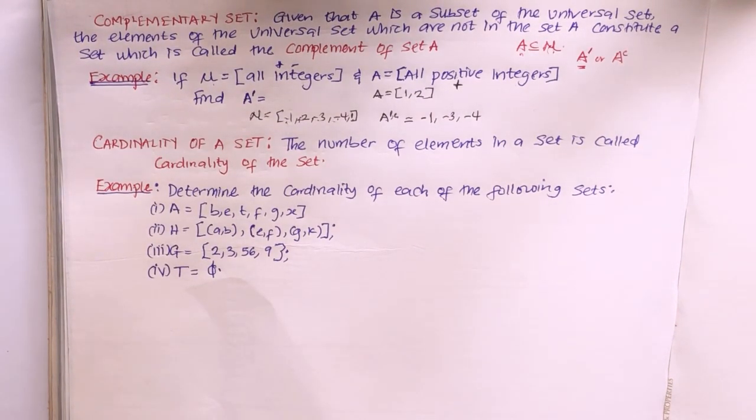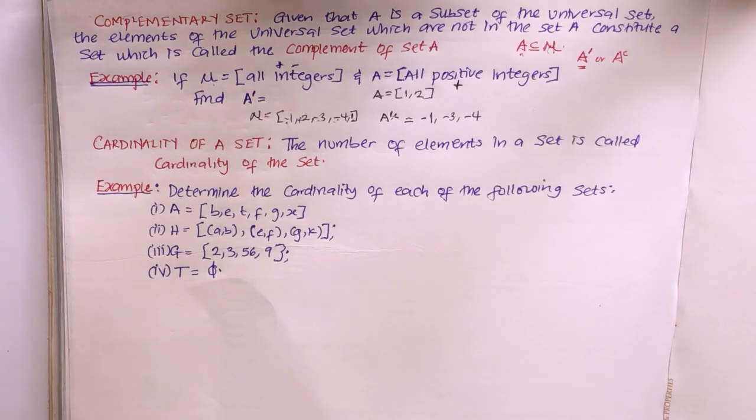Now let's move to cardinality of a set. Cardinality of a set simply means the total number of elements that are present in a particular set. Now let's say we have SS3 students. In SS3 students, we have arts, science, and commercial. The total number of arts, science, and commercial other level students is known as the cardinality of that set, of the other level set.